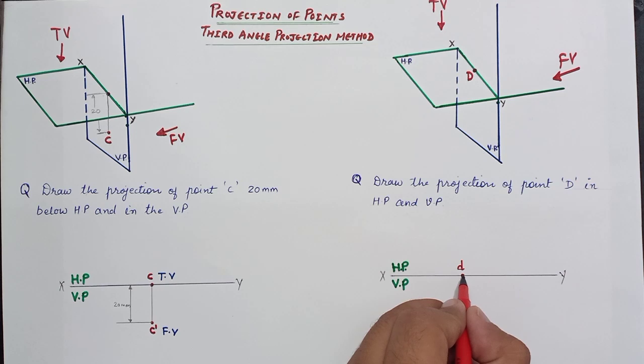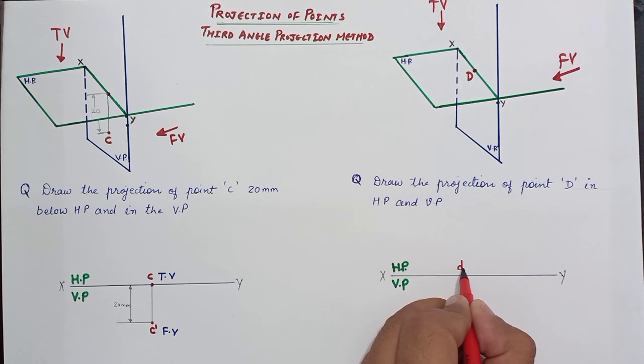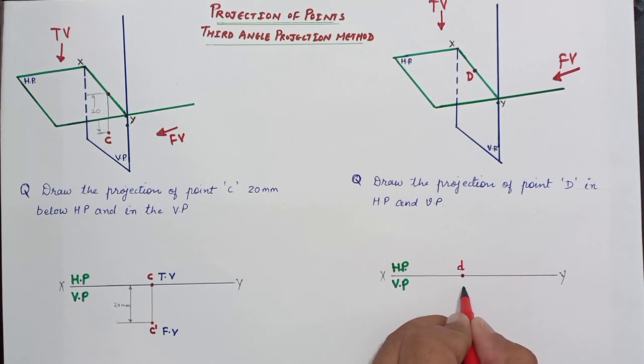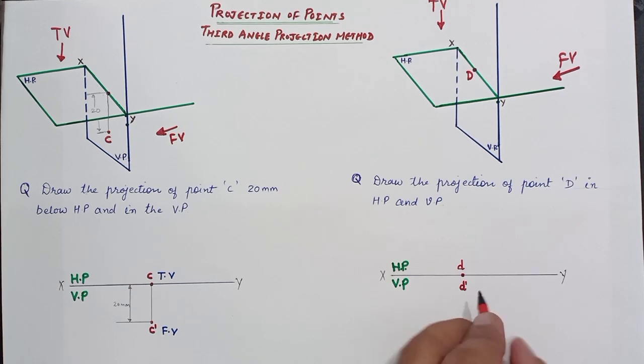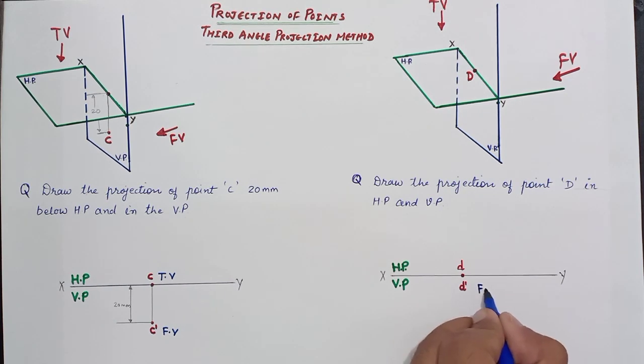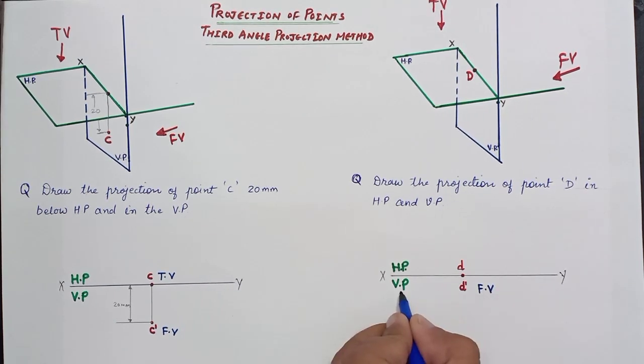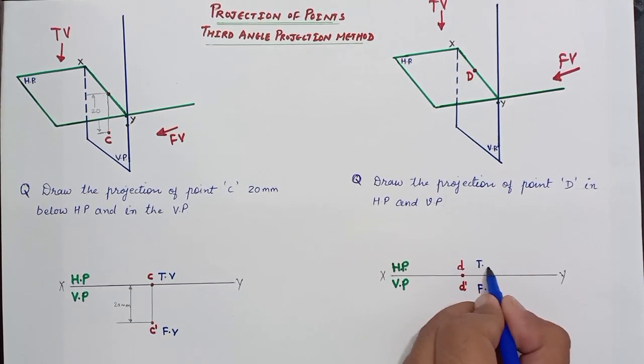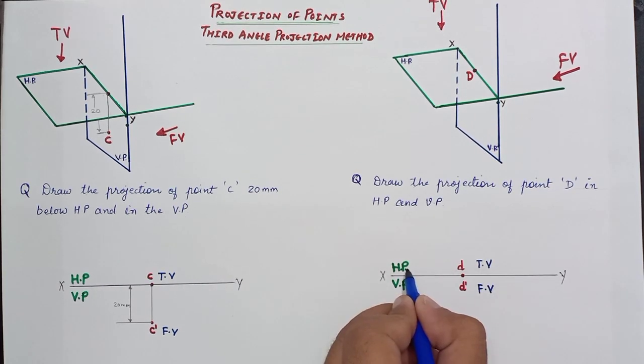So we can place a point D anywhere on the reference line, and we write a point D above XY line, that is top view, and we write here D dash, that is front view. We can note this: front view in the vertical plane, top view in the horizontal plane.